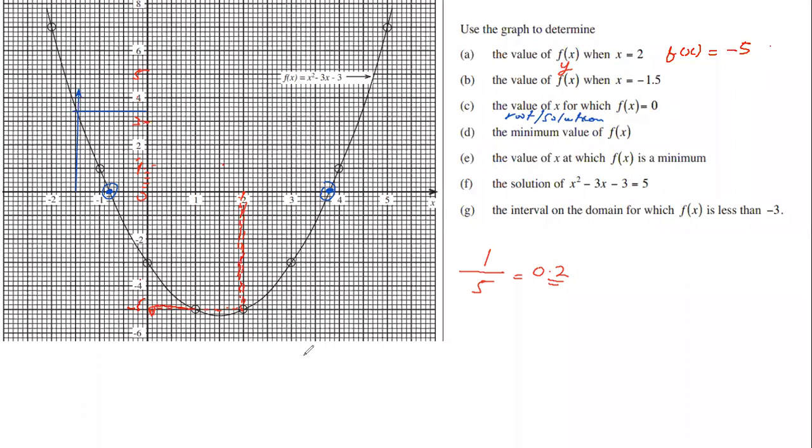Negative 0.8. Yes, you're right. Negative 0.8, negative 0.8. And 3.8. Thank you very much. So negative 0.8 and what? 3.8.